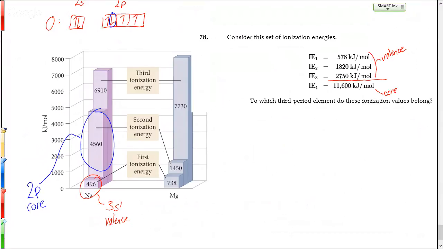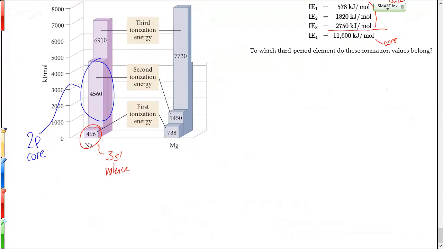So we can ask ourselves which element in the third period can lose 3 valence electrons before losing a core electron. And the only answer there is aluminum, because that's the one with 3 valence electrons. So it's in column 3A. It can lose 3 electrons, but then when it loses that fourth one, that's coming out of the core. So that's going to be a much, much higher ionization energy. So you see how that works? All right.